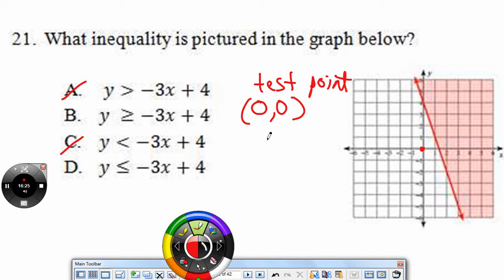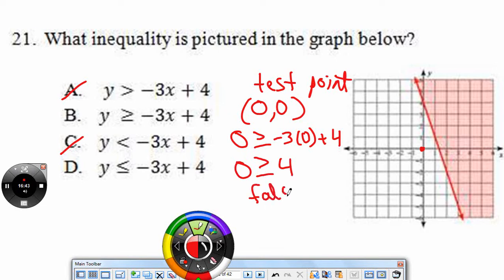Well, we have to figure out which one it is. So let's try this one here, see if it works. So it would be 0 is greater than or equal to negative 3 times 0 plus 4. 0 is greater than or equal to 4. That is false. And so we would want to shade the other side, which is going to be this one. So this would be false, and so it's 21, it's B.